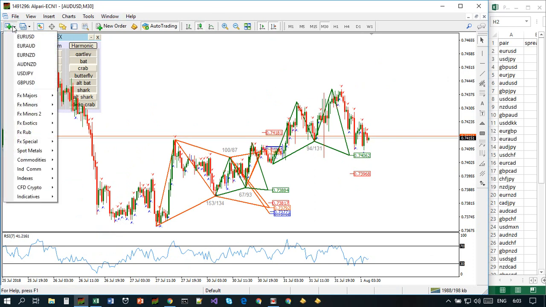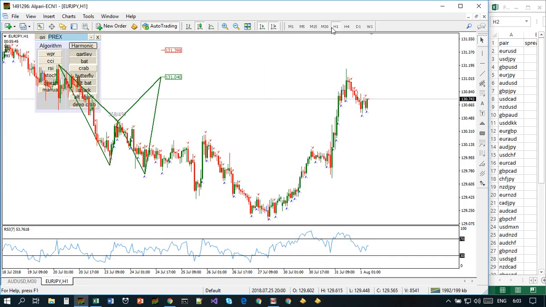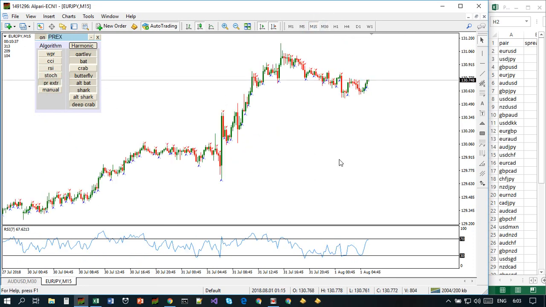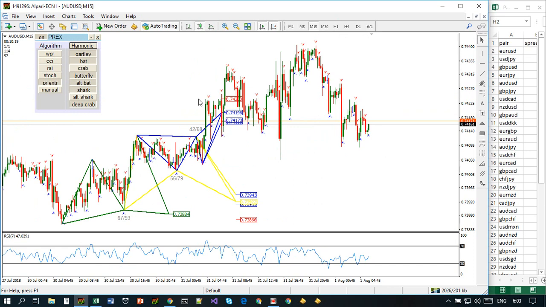Euro yen, one hour, nothing. 30 minutes, nothing. Maybe some other algorithms, yeah, they say the same. 15 minutes, nothing. Okay. Aussie dollar, it is the one that we have. 1 hour, nothing. 30 minutes, nothing. 15 minutes, nothing.